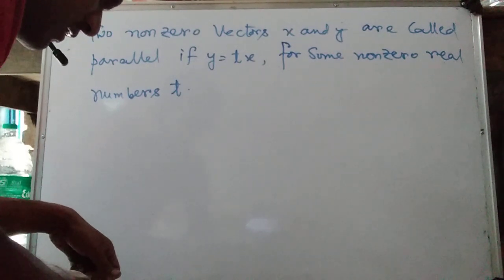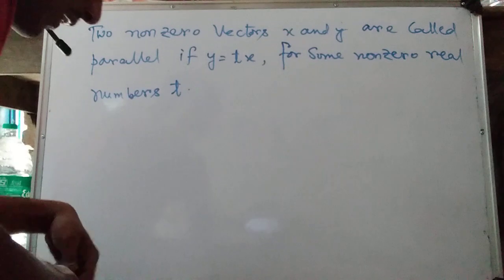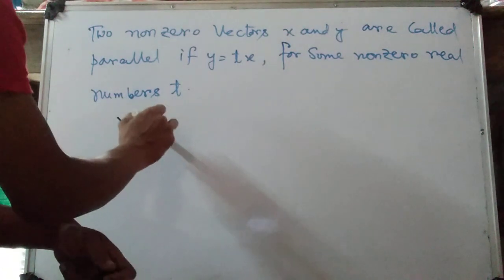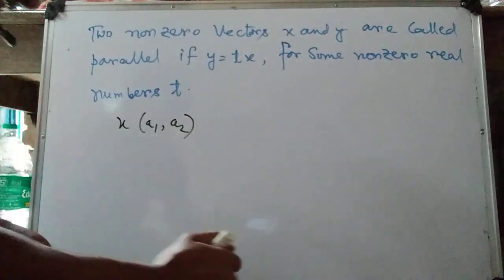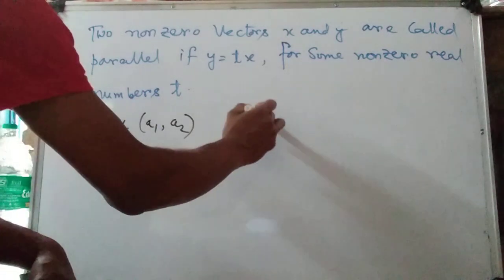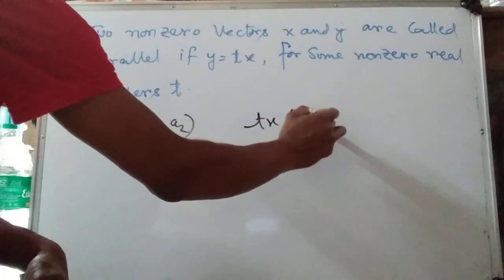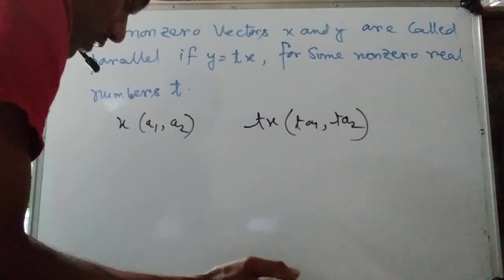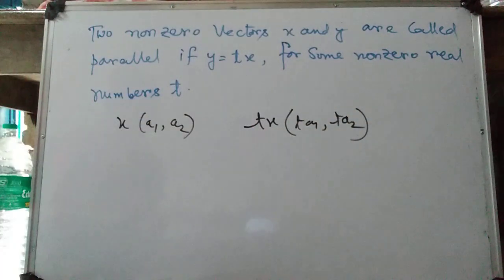Then we also discuss in this way, if the end point of x has coordinates a1, a2, then the coordinates of the end point of tx equal ta1, ta2. Okay, so in this way we represent all, and we also know about some operations.